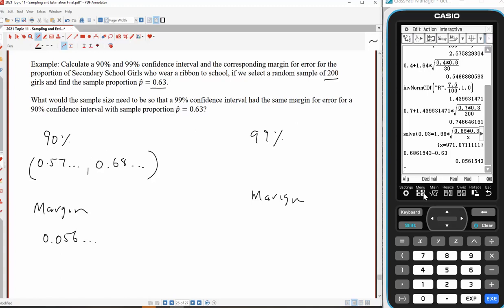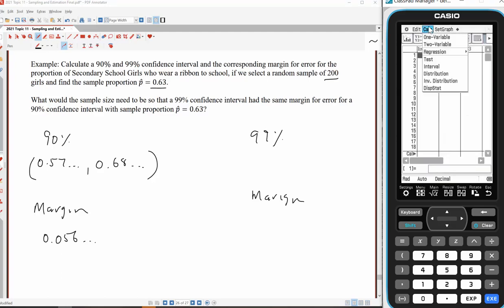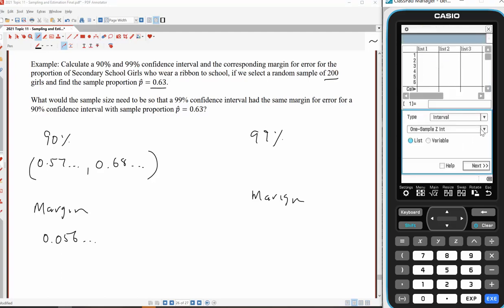Right, we'll do the same thing for the next example. So stats, calc, interval, 1prop_z. Now this time we want a 99, 200 in the sample. So as you would expect, the interval is larger for a higher confidence level.